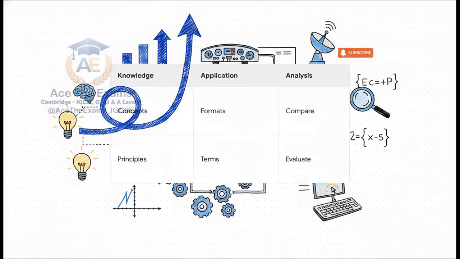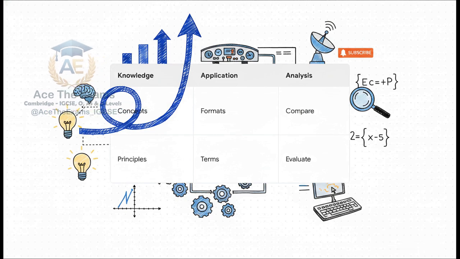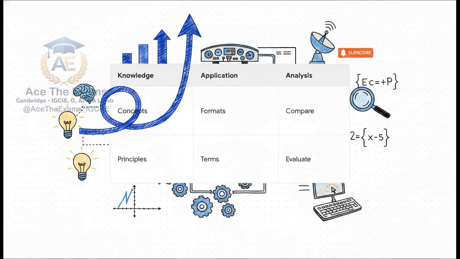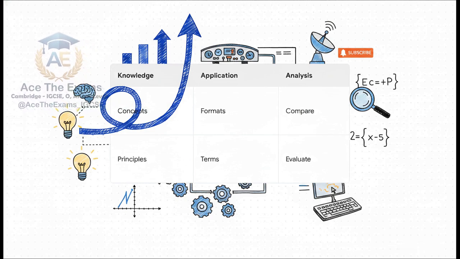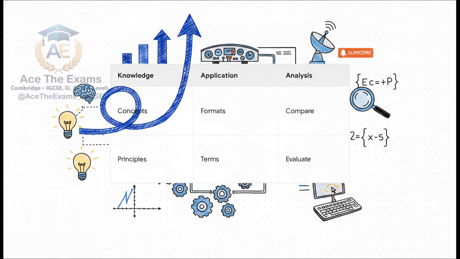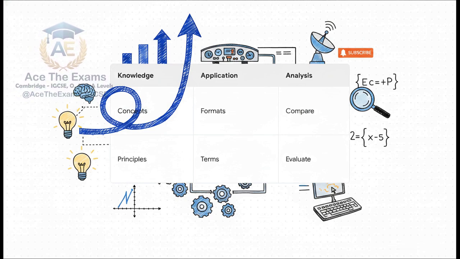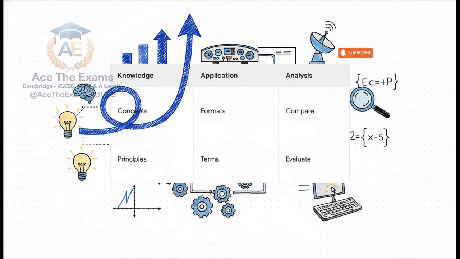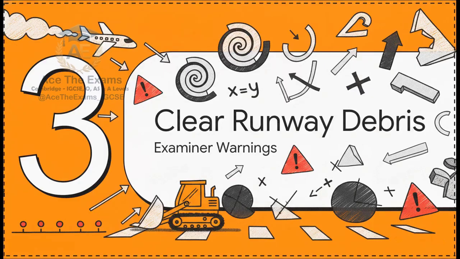Let's say you're mid-paragraph in an extended mathematical response or a complex proof, and suddenly you hit a massive structural block. Your brain freezes. Don't panic. This is where you deploy your formatting templates, systematically hitting knowledge, then application, and then analysis, step by step, to gently guide your sentence and your logic right back onto the correct glide slope. Tower transmission check.